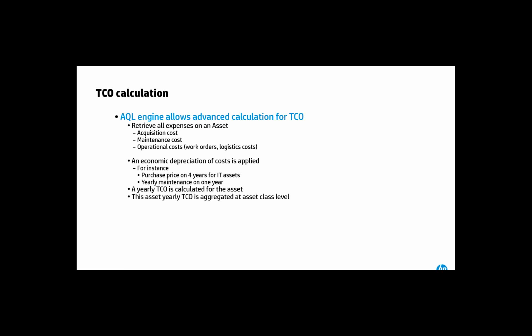We have a couple of examples here. Purchase price on a 4 years for IT assets. You can have yearly maintenance on 1 year. Overall, you can take a lot of these different costs and you can manipulate them within asset management. A yearly total cost of ownership is calculated for the asset, and then this asset yearly total cost of ownership is aggregated to an asset class level.